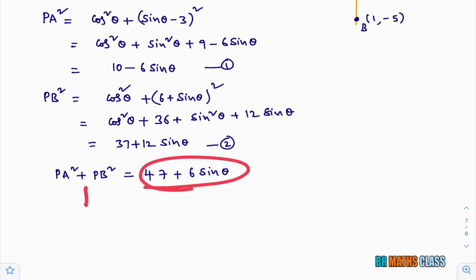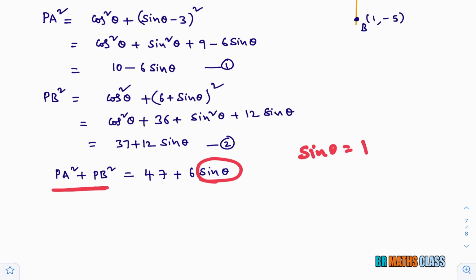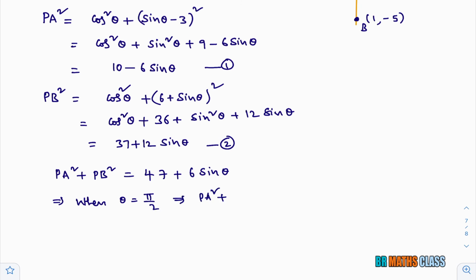In the question they say that PA square plus PB square is maximum. You can observe here that whenever sin theta is maximum, then 47 plus 6 sin theta will be the maximum value. It can be understood easily. The maximum value of sin theta is 1. Whenever sin theta is maximum, at that time PA square plus PB square is maximum. When sin theta equal to 1, what is theta? Theta equal to pi by 2. That means PA square plus PB square is maximum when theta equal to pi by 2.